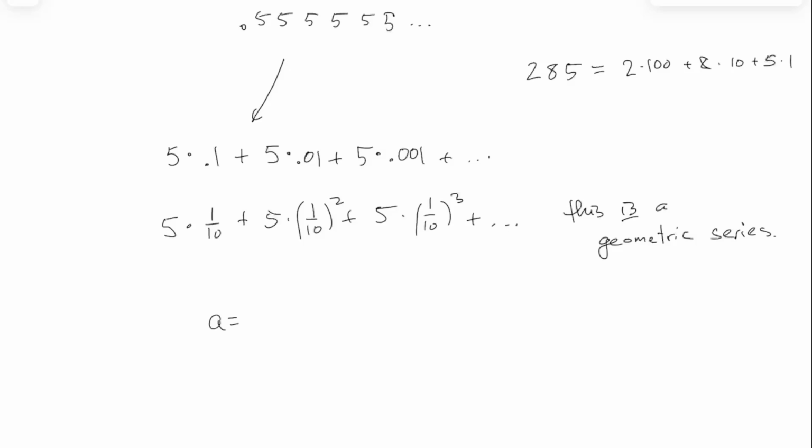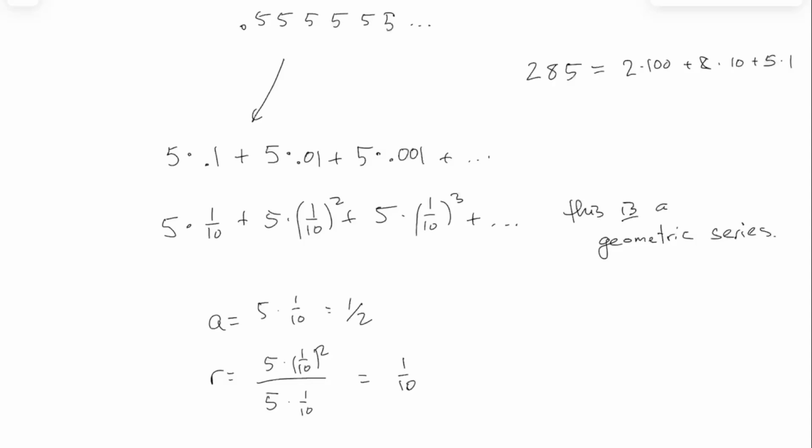It's the first term, which would be 5 times a tenth, right? 5 times 1/10, which is 1/2. It's the first term. And then the r is the ratio, so you have to sort of work this out. It's 5 times 1/10 squared divided by the previous term, 5 times 1/10. And everything cancels here except 1/10, right? The 5s will cancel, and then I have 1/10 squared divided by 1/10, only one of them. I end up with 1/10. Yeah, great.